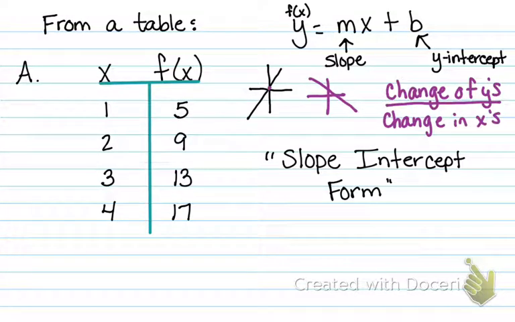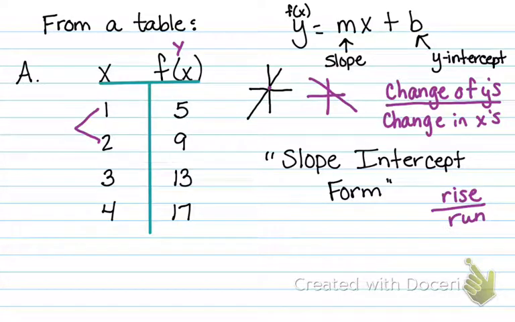All right, and another way you might hear that is rise over run. All right, so let's talk about how we could find that. So we're going to look first at our x values. And we have this table, 1, 2, 3, 4 in our x's, and 5, 9, 13, 17 in our f of x's, or our y's. So we're going to look and we're going to say, how do we get from 1 to 2?